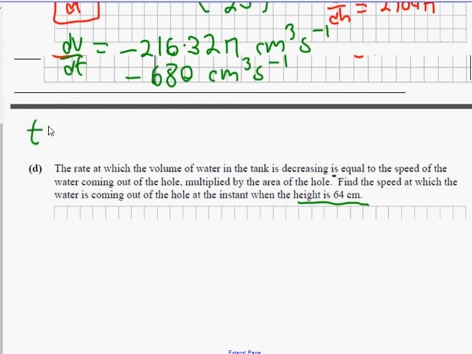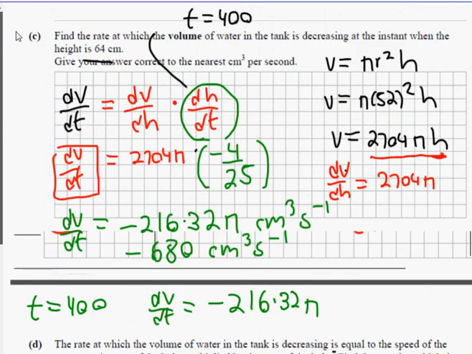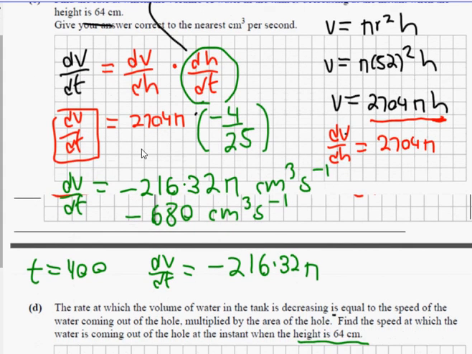We already know that t is 400. We already know that the dV/dt is minus 216.32 pi. Is there anything else we got that I should know about? dV/dh, yeah, we had the dV/dh earlier, didn't we? It's that there, isn't it? Yeah. So the dV/dh is, and we also did dh/dt. I rubbed it out, but we had done it, and I will use it if I have to. Okay. So the dV/dh is 2704 pi.